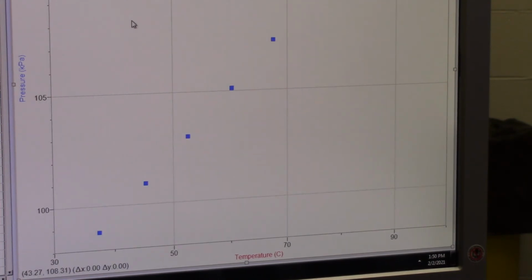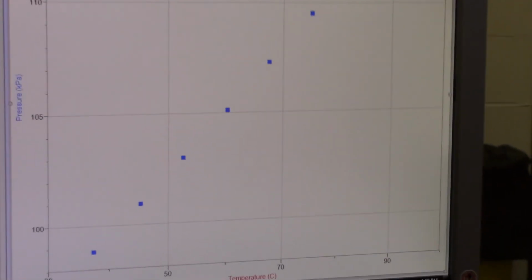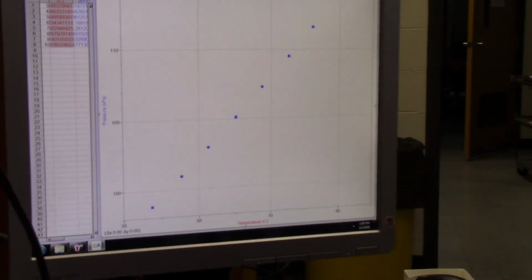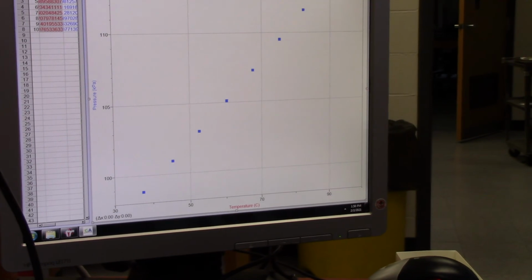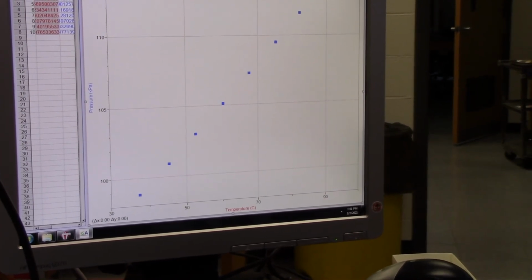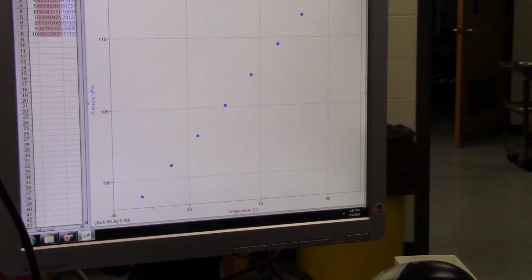Okay, so here's our graph. Here's a better representation of it. What I did, I basically wanted to transfer the data over onto another file to get a linear fit without messing up the other file. I was just afraid that I would accidentally close the file and then lose all my data.